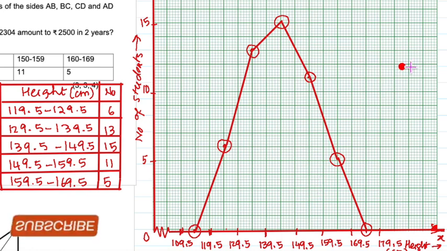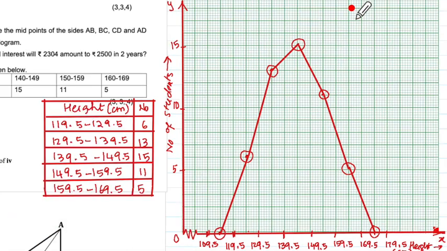And this is our histogram. What did we forget to write? We forgot to write the scale. On the x-axis, these are 2 centimeters. So 2 centimeters equal to, there are 10 values. So 10 units, or you can write 10 centimeters.